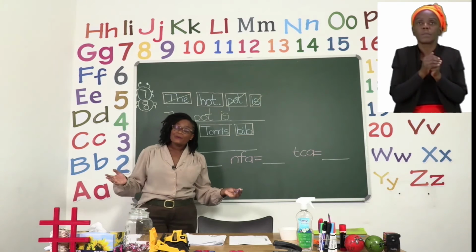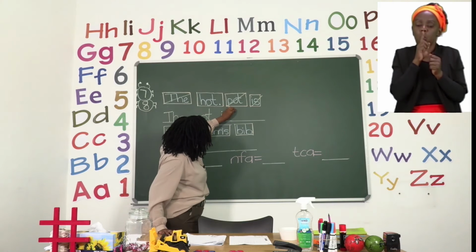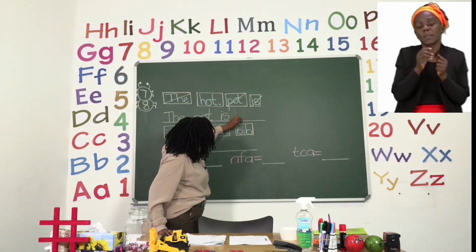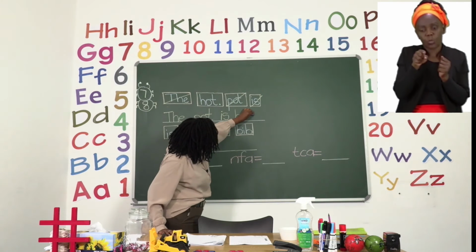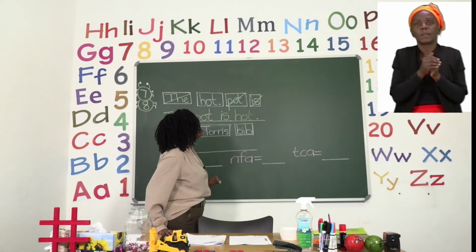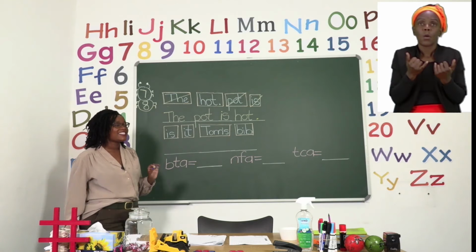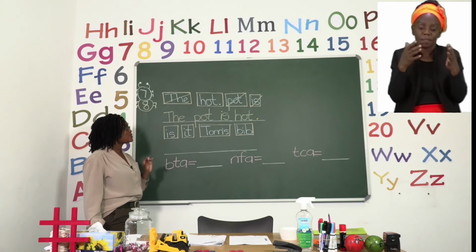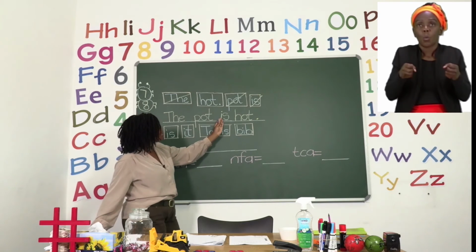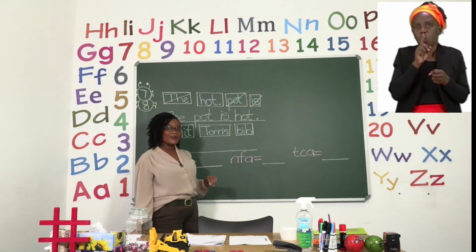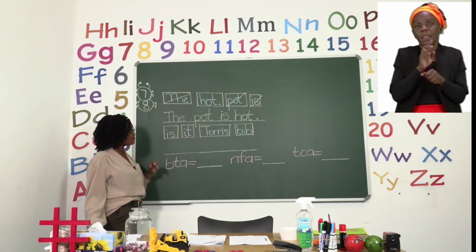That means our last word is going to be the word hot. And remember, we said that it is the word hot that is going to be the last one because of the full stop. So please don't forget to put your full stop. Now our sentence is complete. Let's read it together. The pot is hot. Well done, everyone.